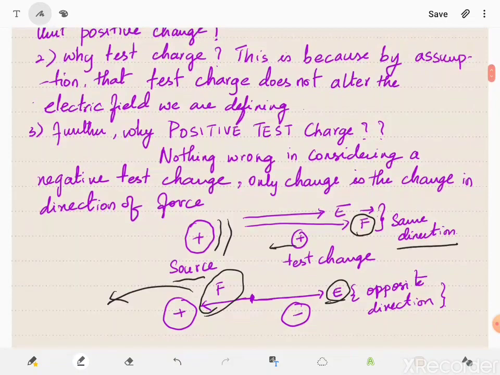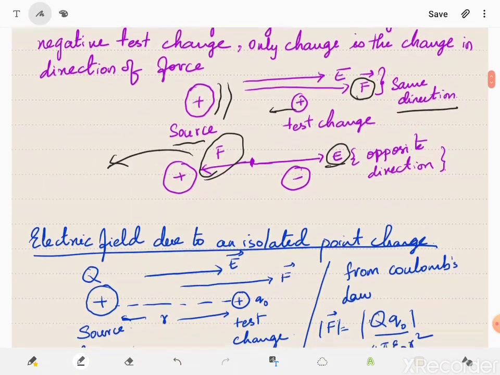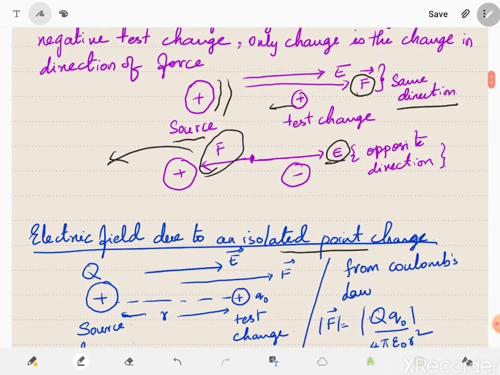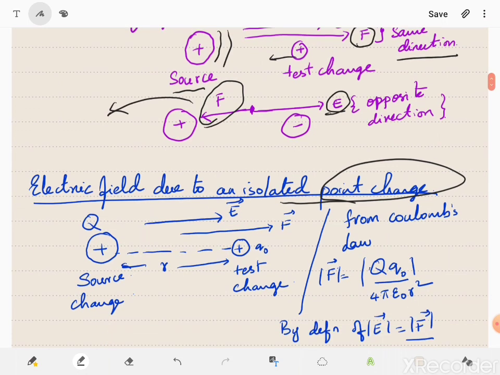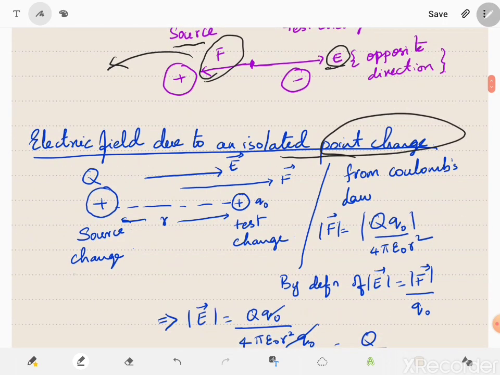Moving on, we are going to look at the expression for electric field due to an isolated point charge. As we've already remarked, a point charge, or a charge in general, or a system of charges, is supposed to create an electric field. Now let us have a mathematical expression for this electric field. Take a look here. I have considered a source charge whose magnitude is plus Q, Q in capital.